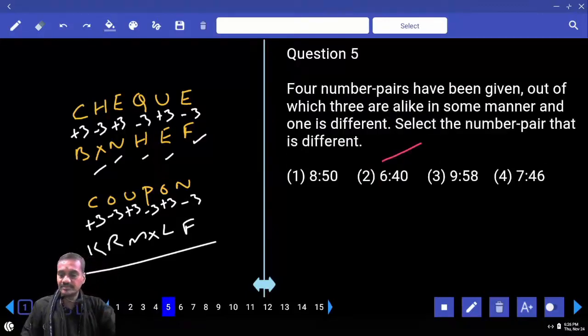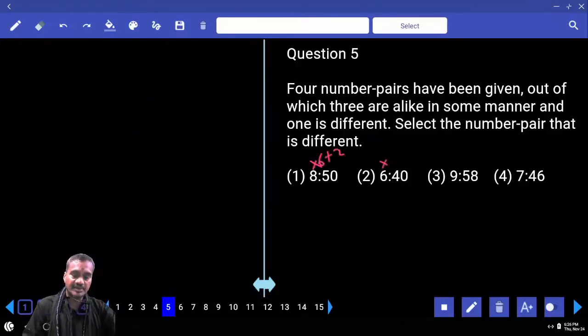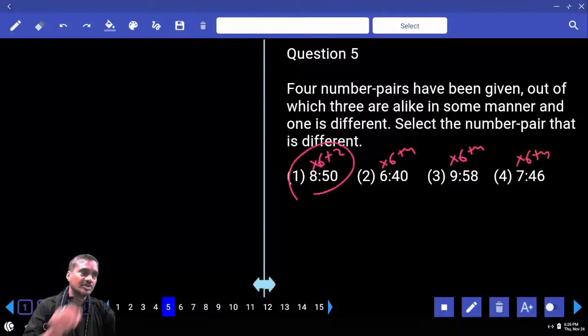Then fifth one, now odd one out. Now 8 and 50. How can I express this one? 8 into 6 plus 2. Now 6 and 40, 6 into 6 plus 4. And 9 into 6, 54 plus 4. Here 7 into 6, 42 plus 4. Except choice 1, the remaining can be expressed as into 6 plus 4, and choice 1 is the odd one.